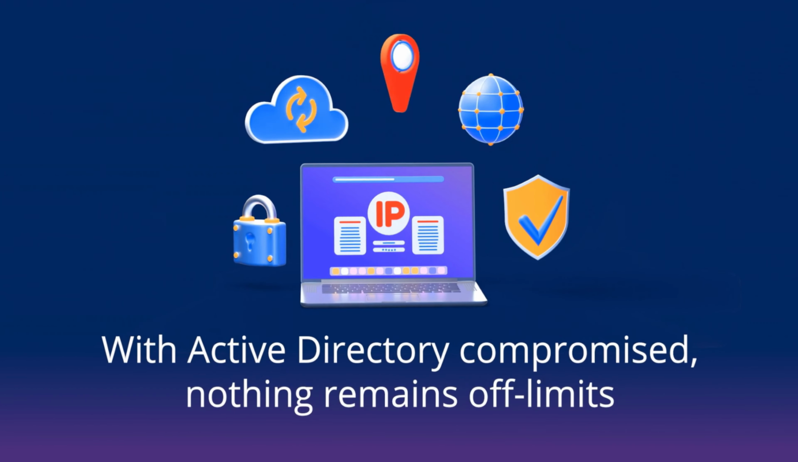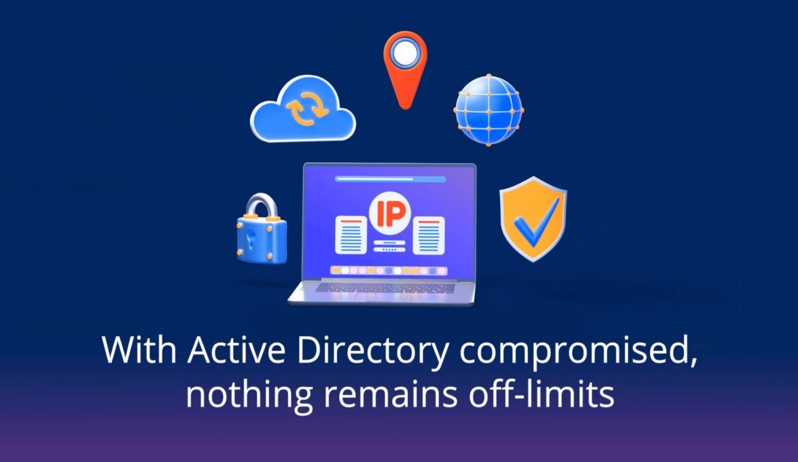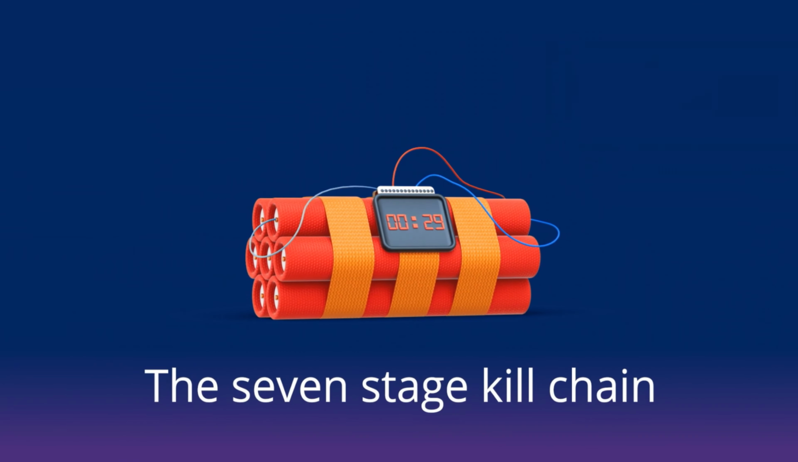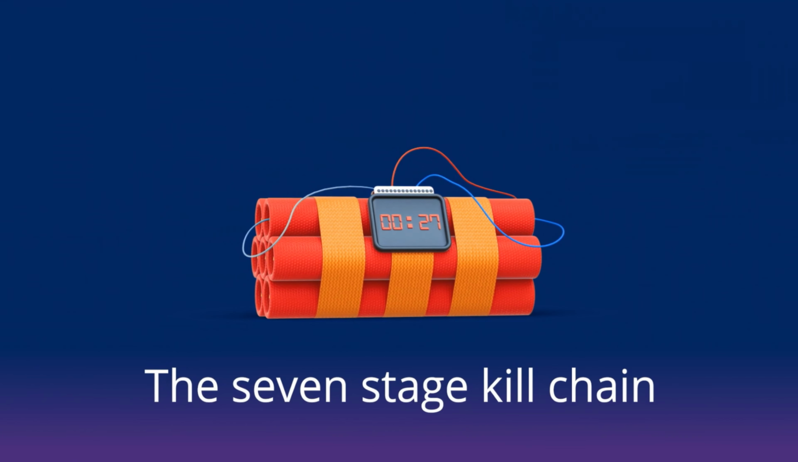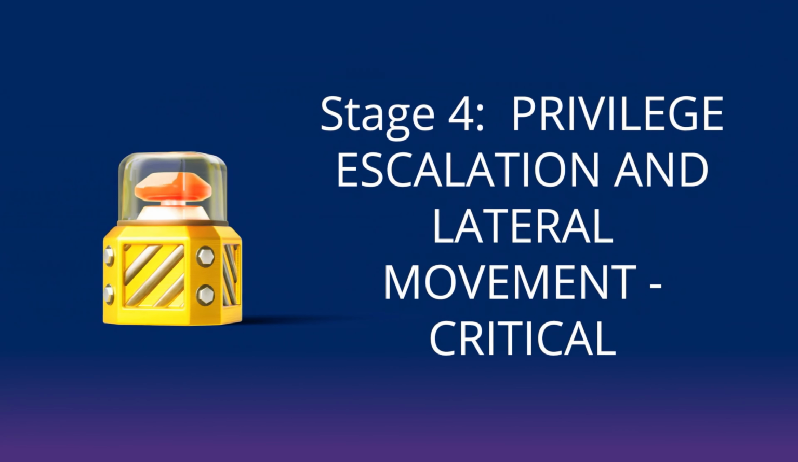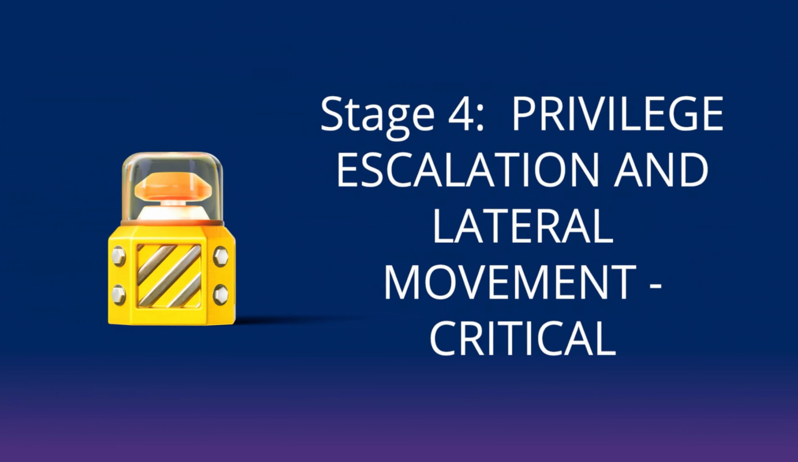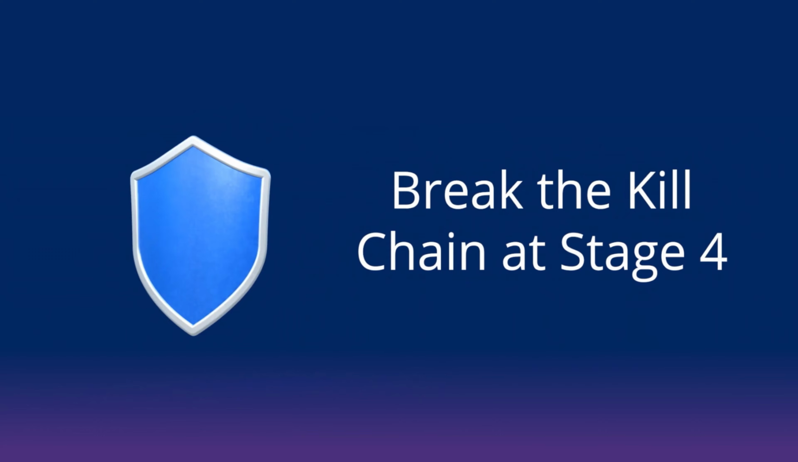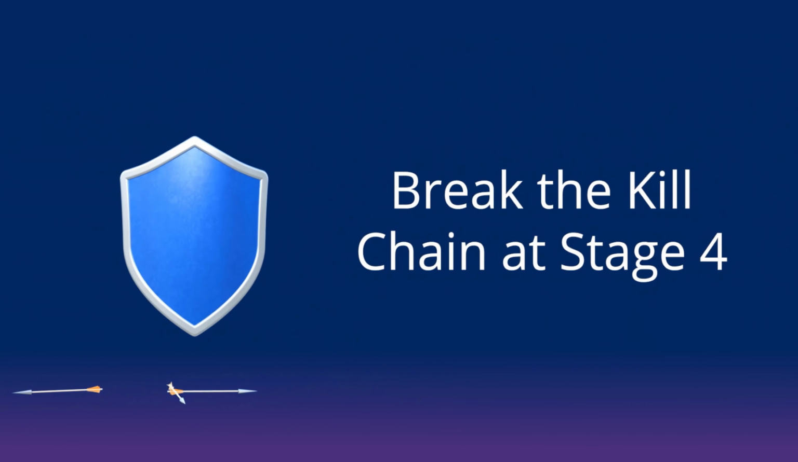But every attack follows a pattern, the 7-stage kill chain. They are Stage 1 reconnaissance, Stage 2 delivery, Stage 3 exploitation, Stage 4 privilege escalation and lateral movement, Stage 5 data exfiltration, Stage 6 encryption, and Stage 7 extortion and ransom demand. Breaking the kill chain at Stage 4, privilege escalation and lateral movement, is critical.